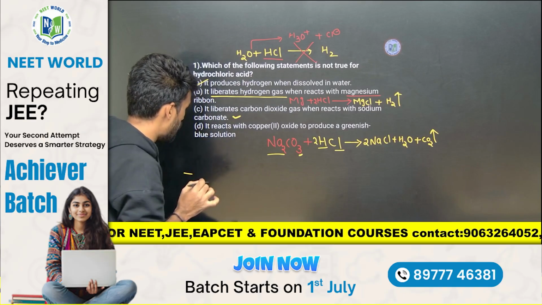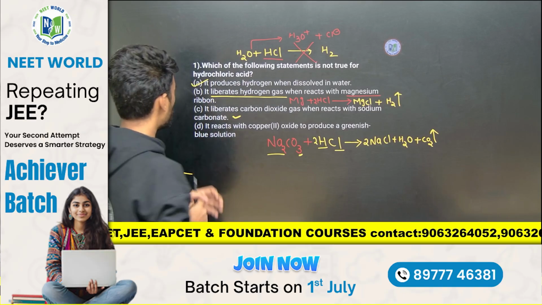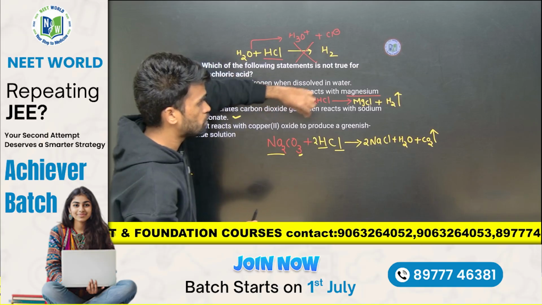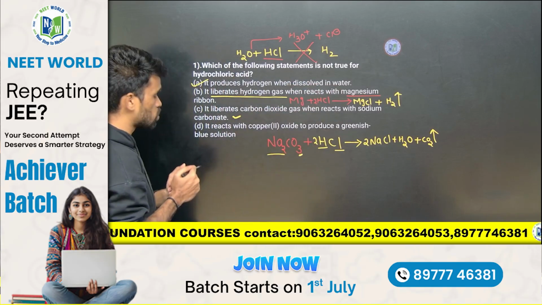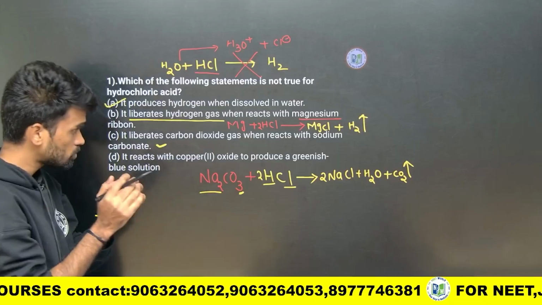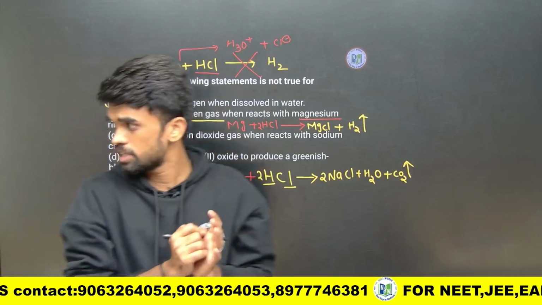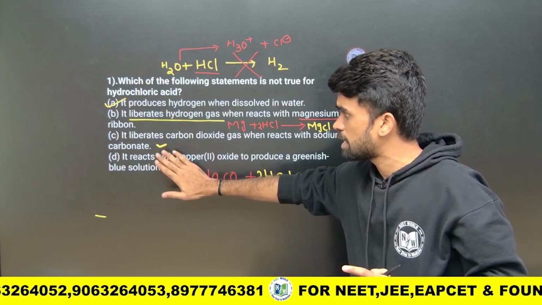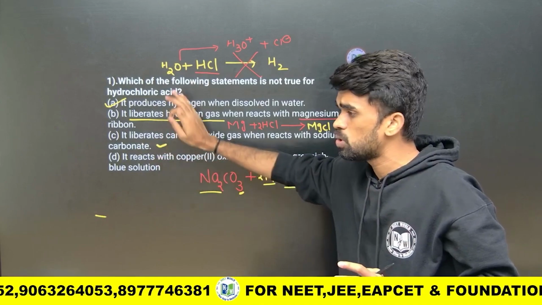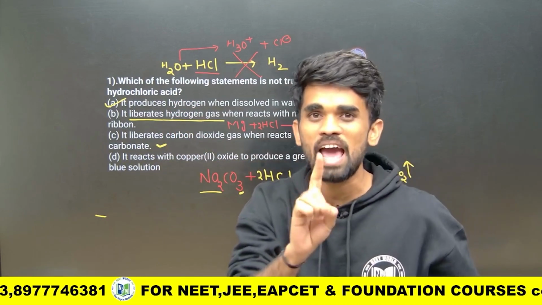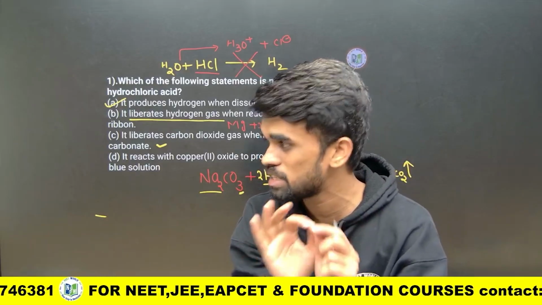Now let us verify the last option also. What they are saying is that it reacts with copper oxide to produce a greenish blue solution. Yes, that will provide us copper chloride, CuCl2, as a product. So option D is also perfectly correct. So B, C, D are correct. The only option which is incorrect is option number 1. So we need to choose 1 as our answer. Hope the question is very clear now.